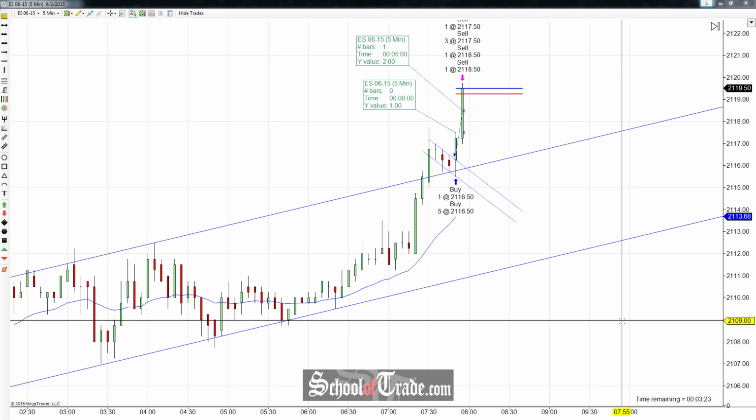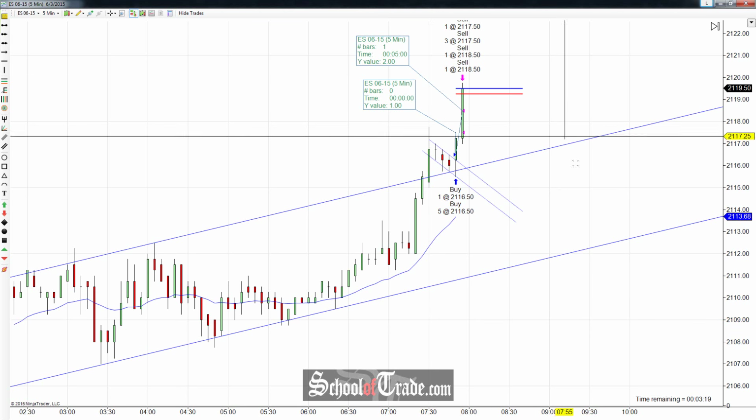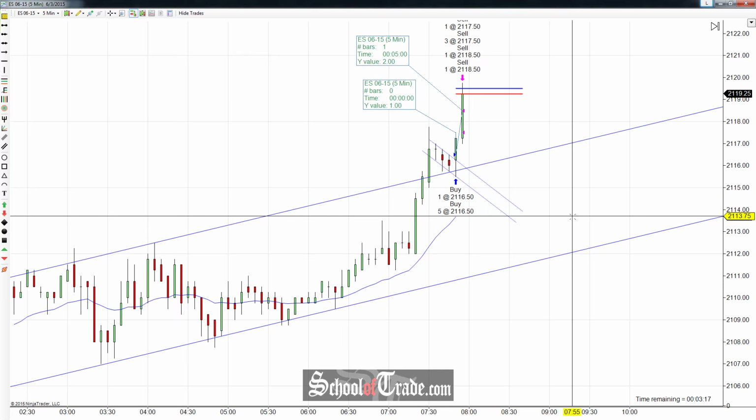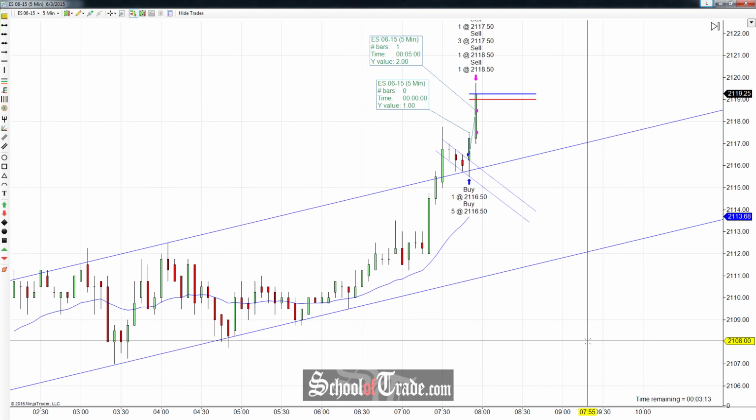So overall, we got 32 ticks locked in at $12.50 a tick. That's $400 on a nice fast move. Can't really argue with that. $400 in all of 2 or 3 minutes of trading. Gotta love that. So that's going to be the trade for today.